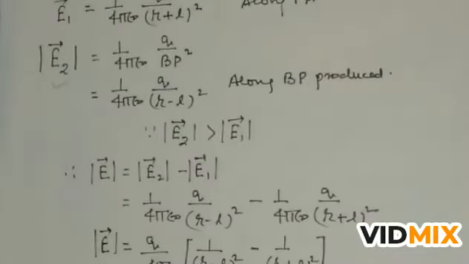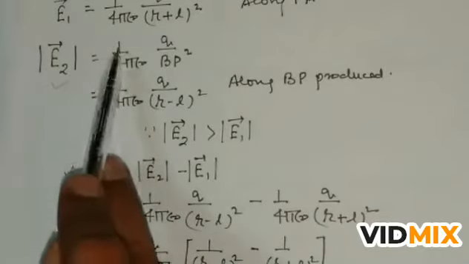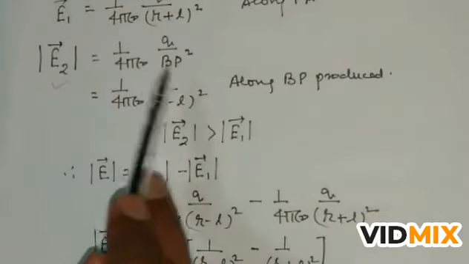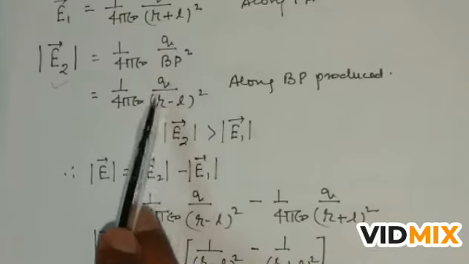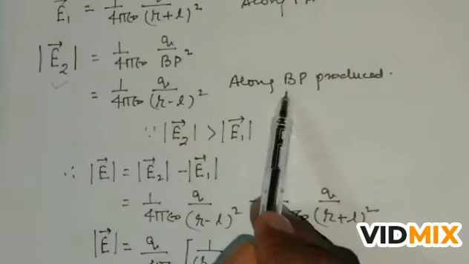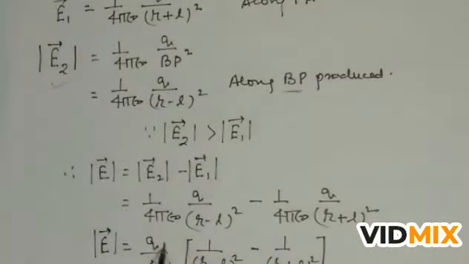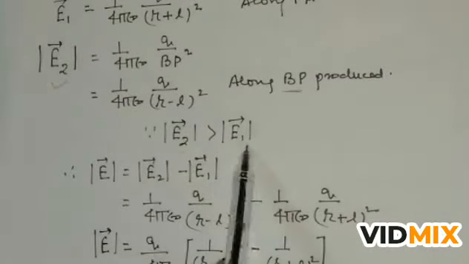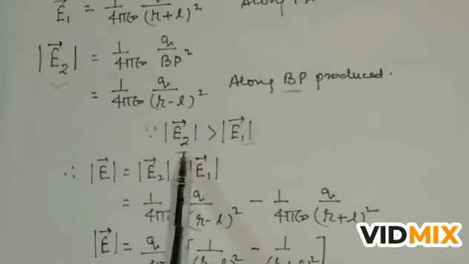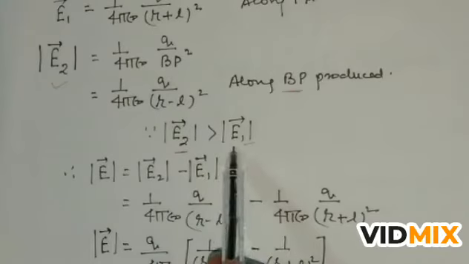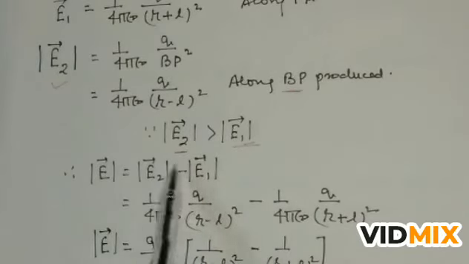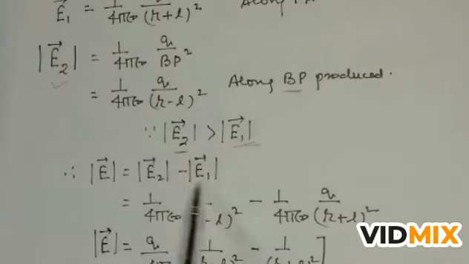So in this case, E2 is equal to 1 upon 4 pi epsilon naught q by BP square, meaning 1 upon 4 pi epsilon naught q upon r minus l whole square, and it is along BP produced, meaning away from the positive charge. As I discussed, E2 is more than E1, the electric field intensity of the positive charge is more than that of the negative charge. From the diagram it is clear. So the resultant field will be the difference of these two.